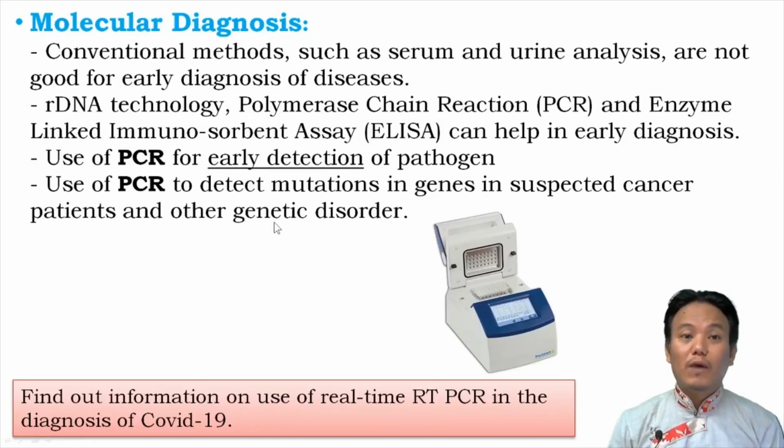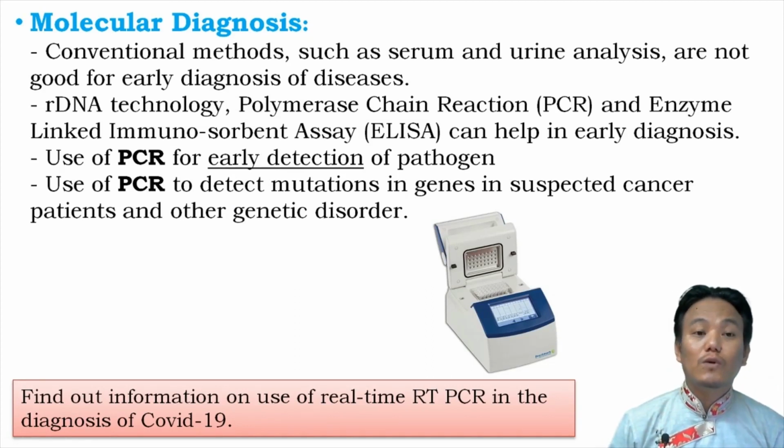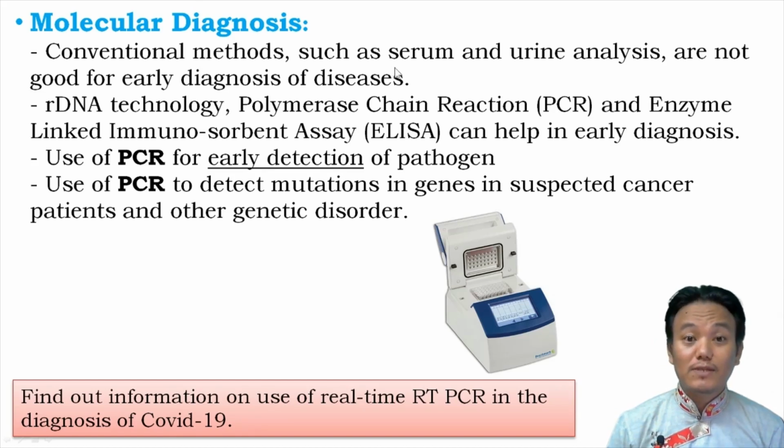Let us now discuss the applications of biotechnology and its tools in molecular diagnosis of diseases. In this process, the conventional methods such as serum and urine analysis are not good for early diagnosis of the diseases. Serum and urine analysis are the conventional methods used for diagnosis of diseases, but they are not good for early diagnosis, right? So instead of using these conventional methods, we can use rDNA technology, recombinant DNA technology, polymerase chain reaction, and enzyme linked immunosorbent assay. They can help in early diagnosis.